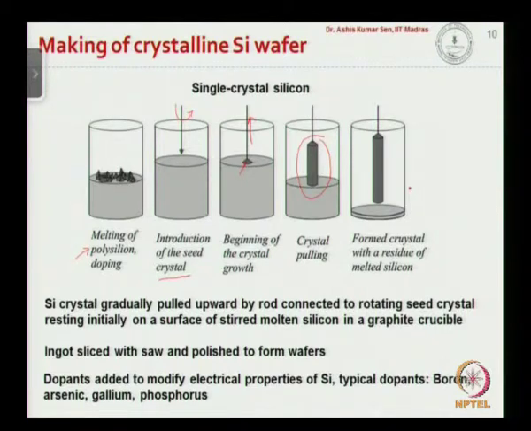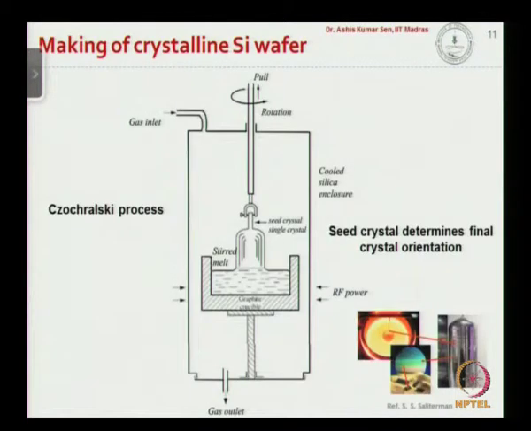You may notice that here we are talking about doping. In fabricating silicon wafers we use dopants to modify the electrical characteristics of silicon. We use different kinds of dopants like boron, arsenic, gallium and phosphorus, depending on how we want to control the electrical properties of silicon.